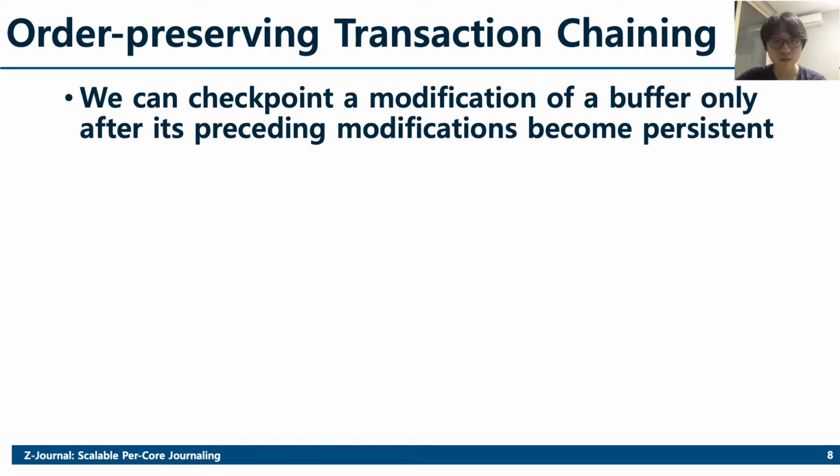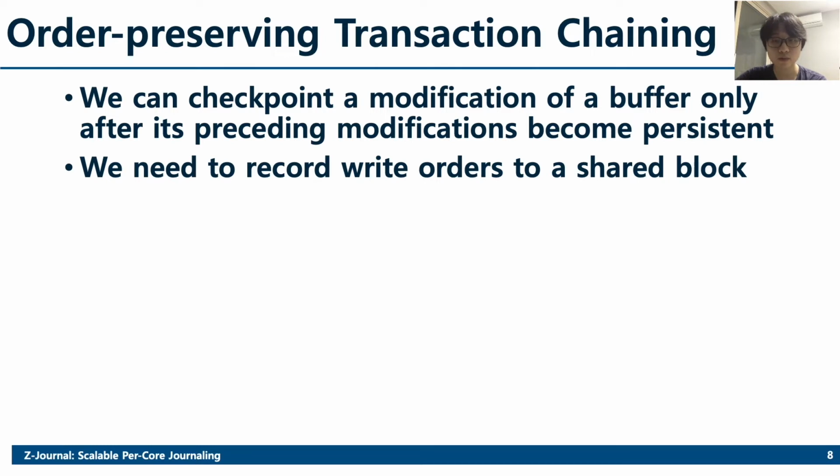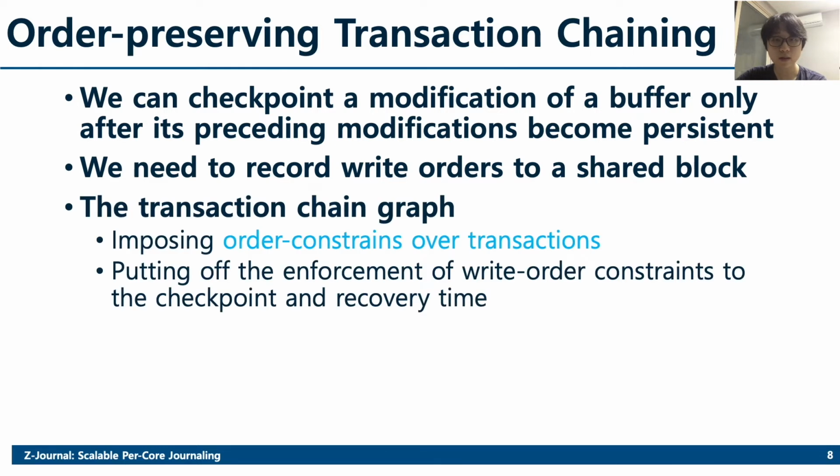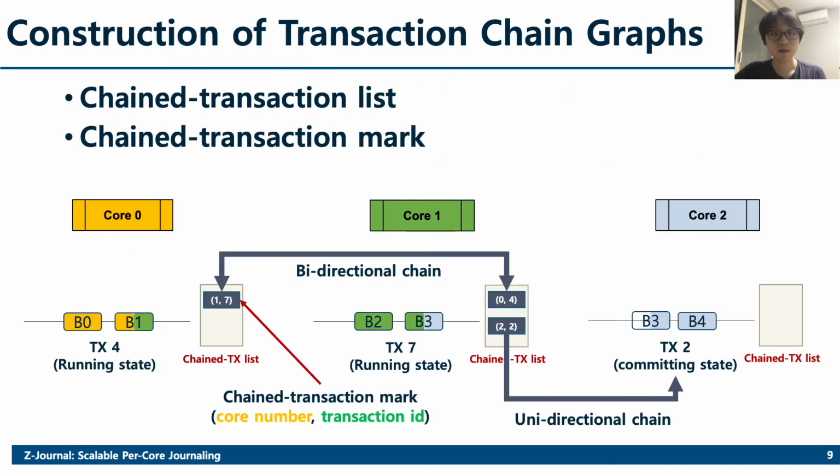In order to do so, we need to record the write order to the buffer in the journal as well. For this, Z-journal maintains a transaction chain graph for the committed transactions. This transaction chain graph shows the precedence relationship between transactions. The graph is formed during the commit process. When performing checkpoint, Z-journal refers to this graph to check whether a committed transaction can be checkpointed safely. These transaction chain graphs are constructed based on chained transaction lists and marks.